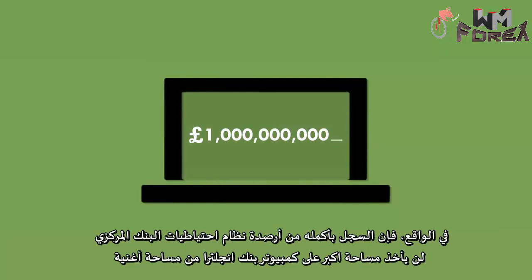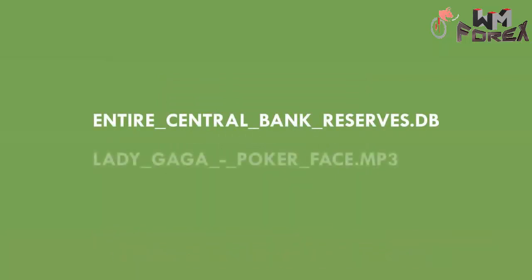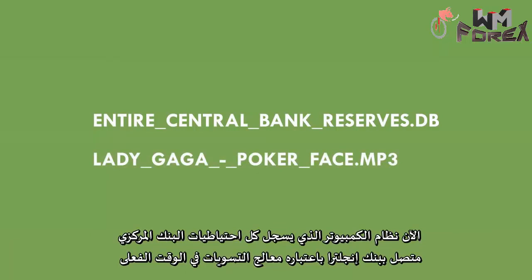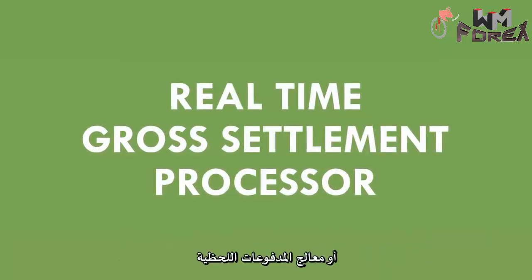In fact, the entire record of balances of the central bank reserve scheme will take up less space on the Bank of England's computer hard drive than the average song on an MP3 player. Now, the computer system that records all these central bank reserves is referred to by the Bank of England as the real-time gross settlement processor, or RTGS processor.